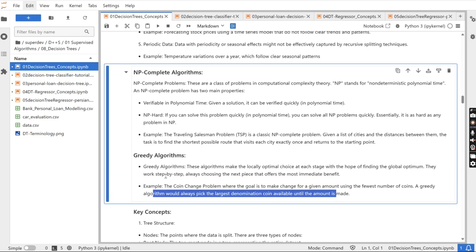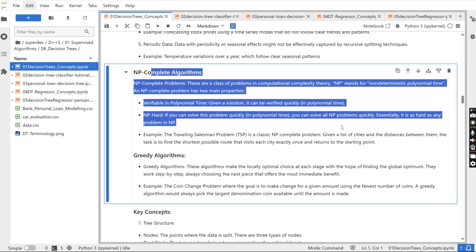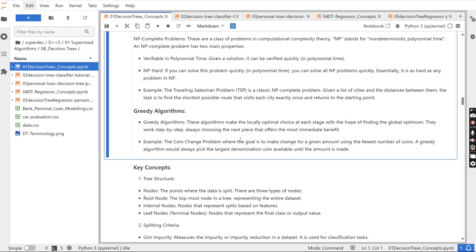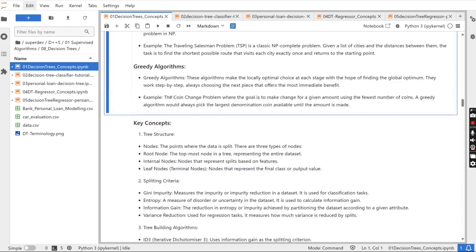So these are the two types of problems that we have. We call them optimization problems. One is NP hard, another one is greedy algorithm, just so that you know, because we are going to reuse these in the concepts.